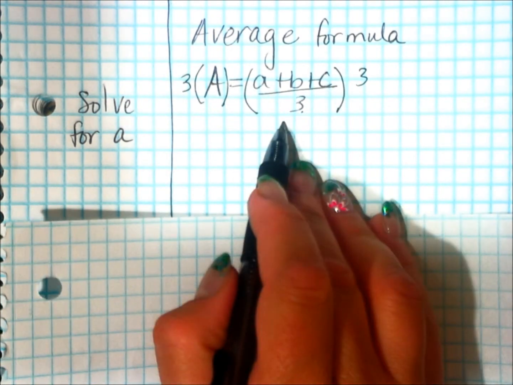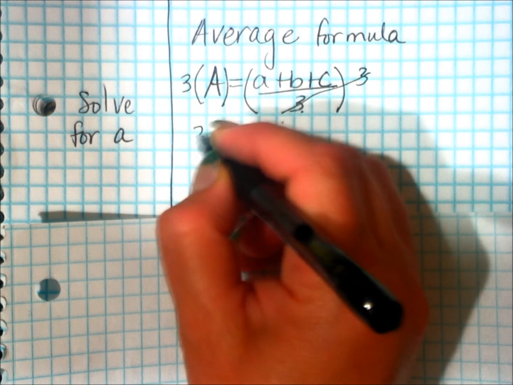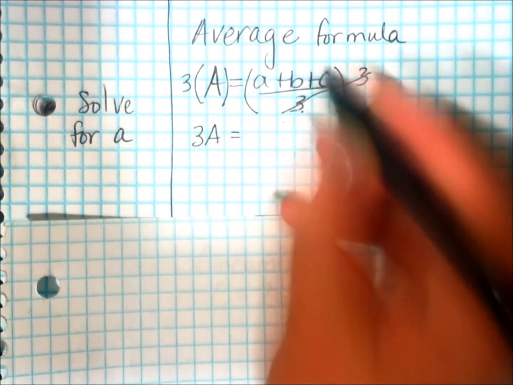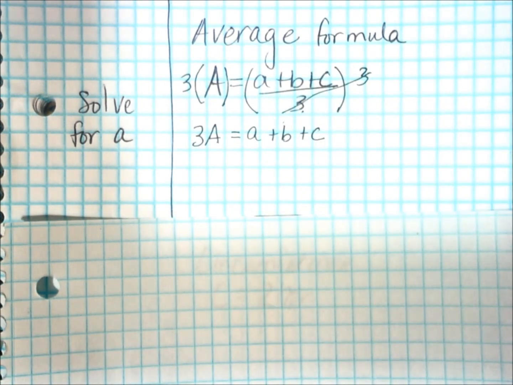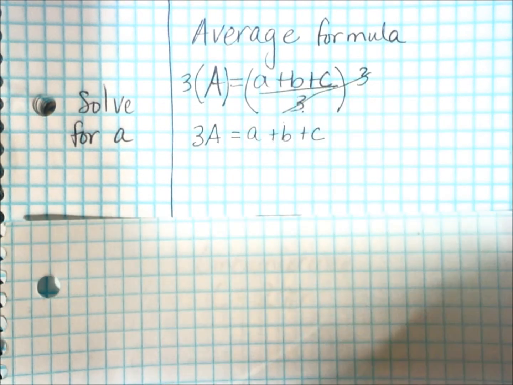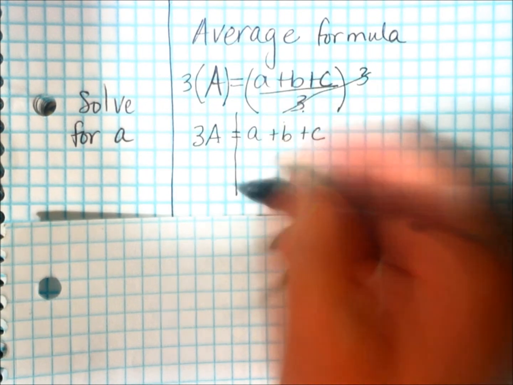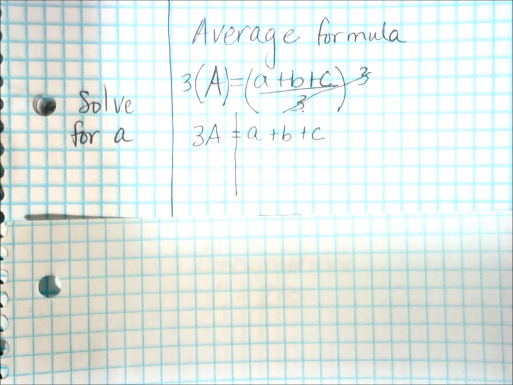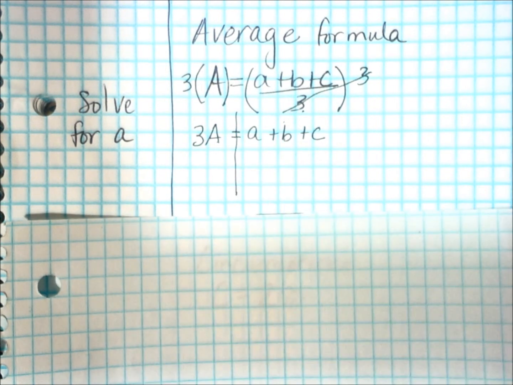All of this is on top of the 3. So 3 divided by 3 gives me 1. And on this side I get 3 capital A. On this side, I'm left with a plus b plus c. Much easier problem to deal with now that the fractions are gone. We want this a by itself, so we're looking for opposite operations. There's no parentheses to deal with. There's no cleanup to do. No collecting like terms. Getting the variable on the same side is kind of hard for us right now because there's 4 variables we're looking at.